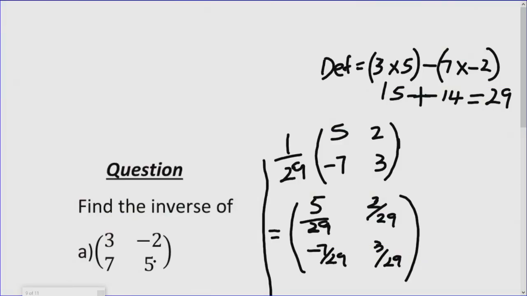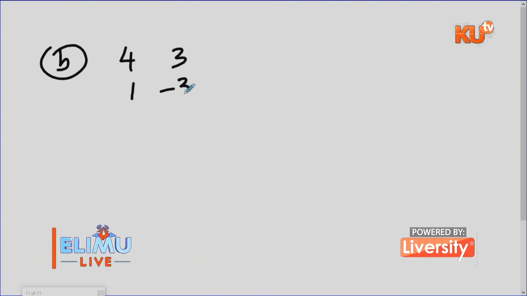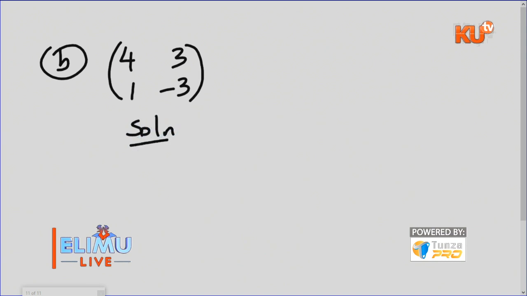Let's look at another case. The case that I want us to look at is if, for example, we are told to determine the inverse of the matrix, which is 4, 3, 1, negative 3. We want to obtain the inverse of this matrix. 4, 3, 1, negative 3. The solution again will be the same. We'll solve as follows.